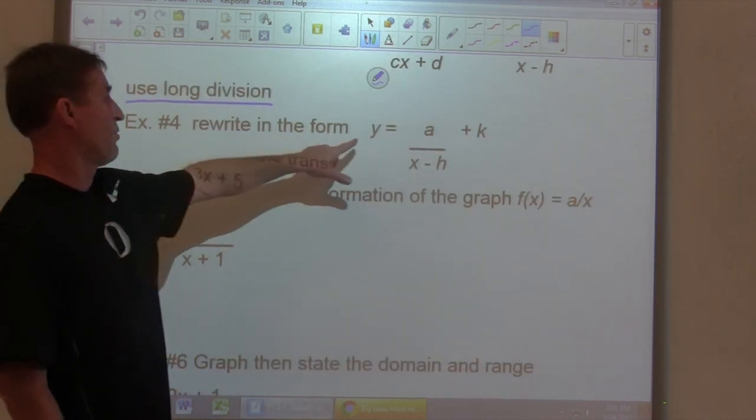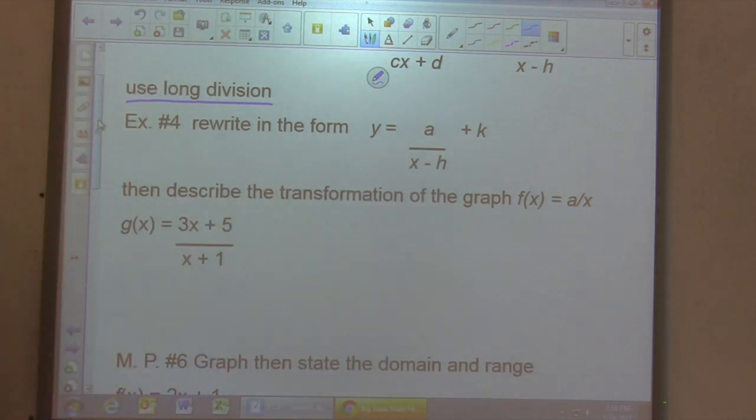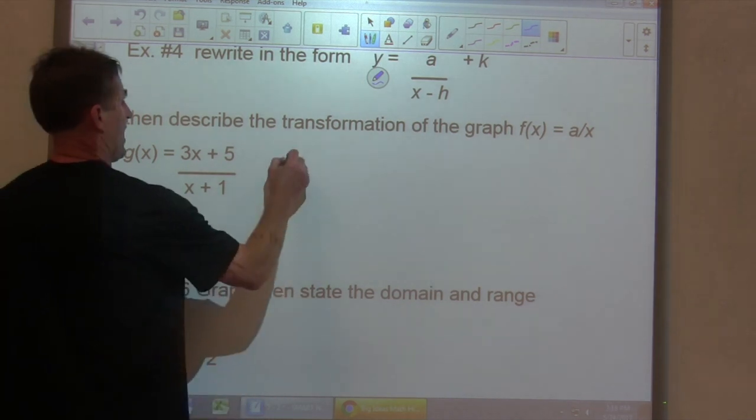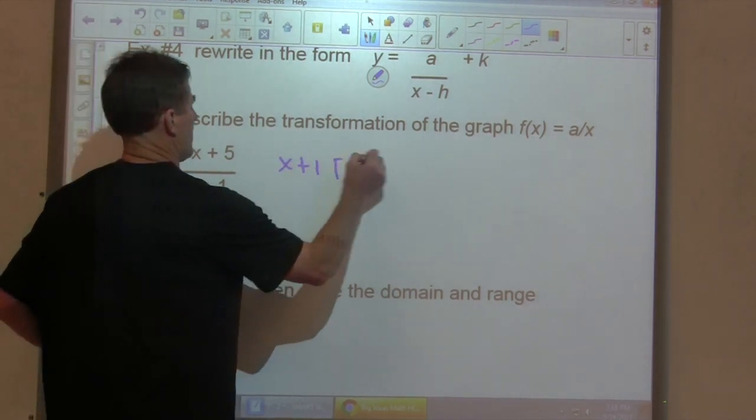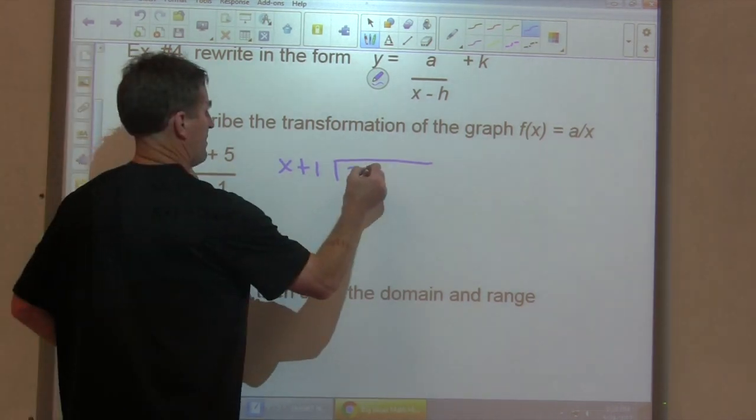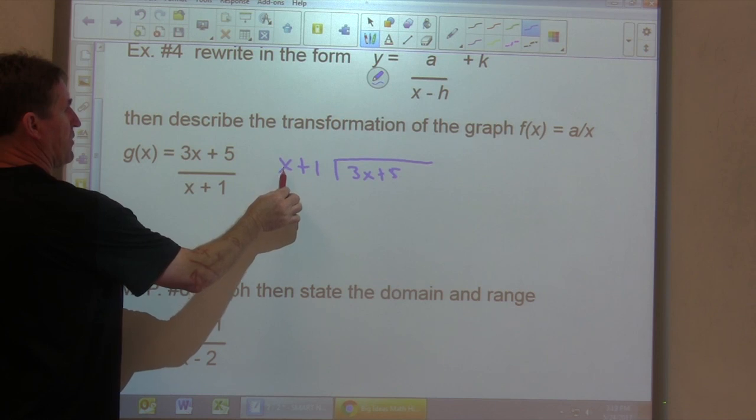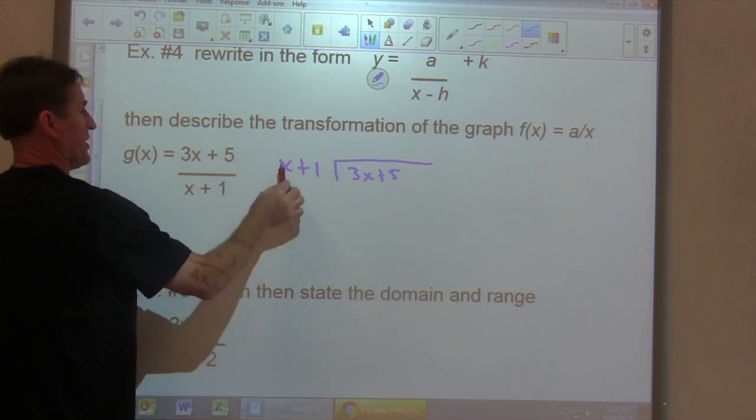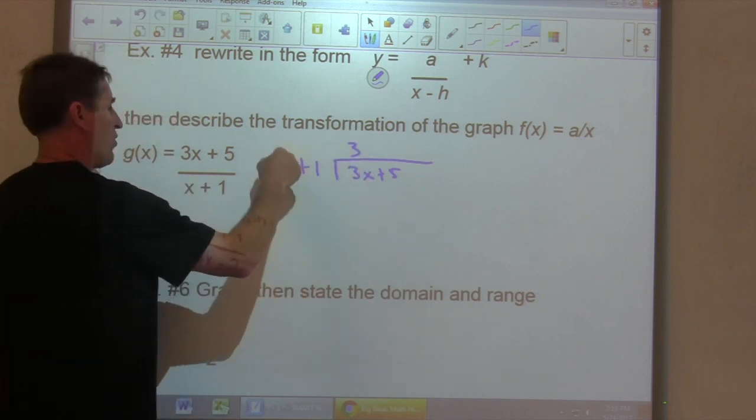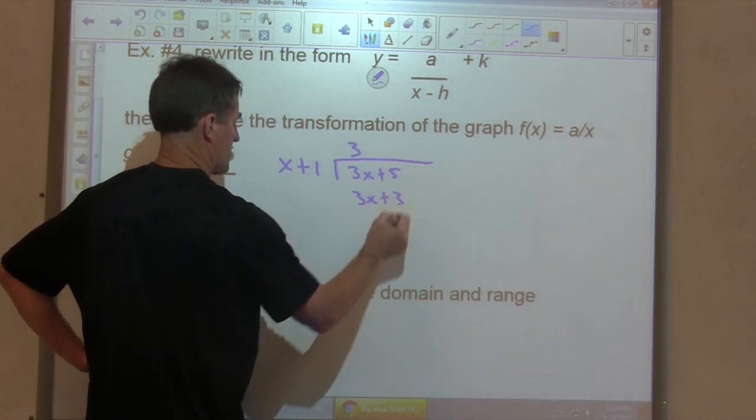We're going to rewrite in the form of y equals a over x minus h plus k when it's in this form. So what you do is you do the long division. So we go ahead and divide. Remember, x plus 1. These are really short to do. And then 3x plus 5. So remember, you take what you have to multiply the first term by to get the first term there. So to get from x to 3x, we need to multiply by 3. And so you multiply the whole thing by 3. And you get 3x plus 3.